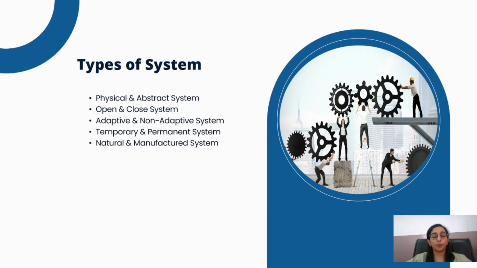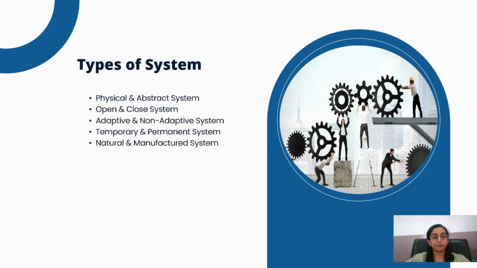Next type is open and closed system. An open system must interact with its environment, while a closed system is isolated from environmental influences. An open system receives inputs and delivers output to the outside of the system, and a completely closed system is rare. An open system must adapt to the changing demands of the users.